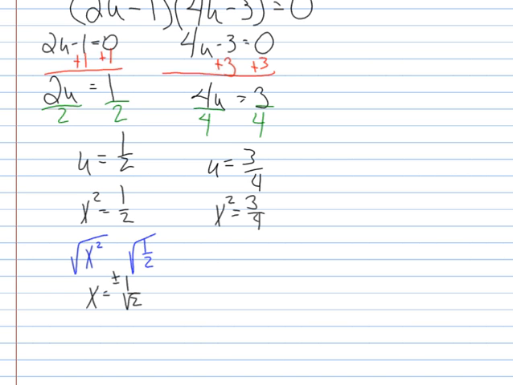Oh, I can't leave a radical in the denominator. I've got to fix that. We multiply by a magic 1 of square root of 2 over square root of 2. And in doing so, we find out finally that x equals plus or minus square root of 2 over 2. Whew, there goes 2 answers.